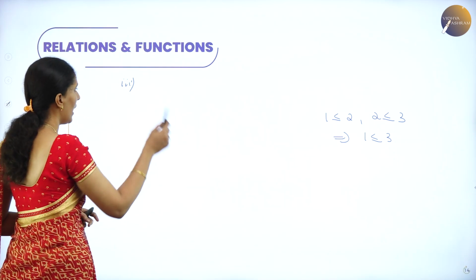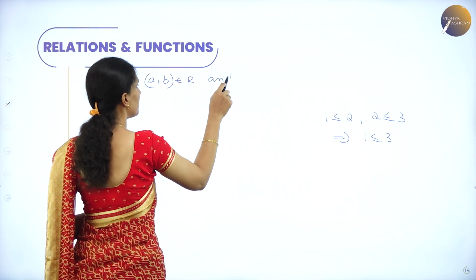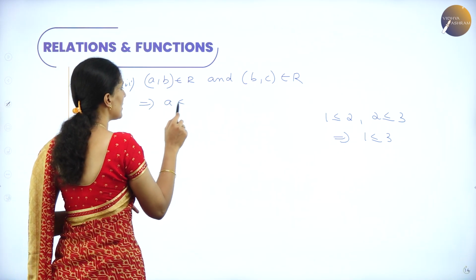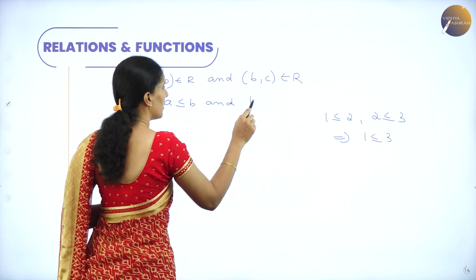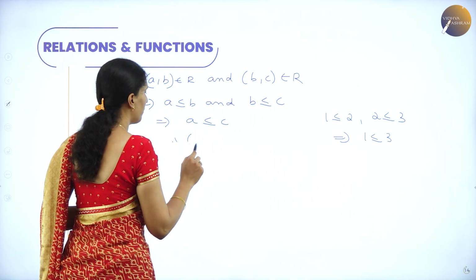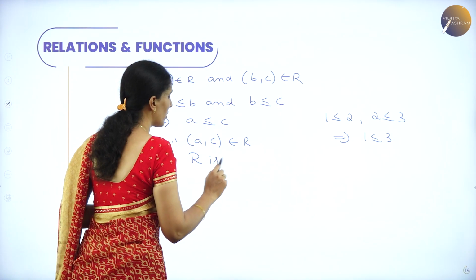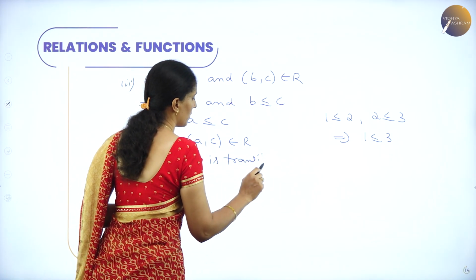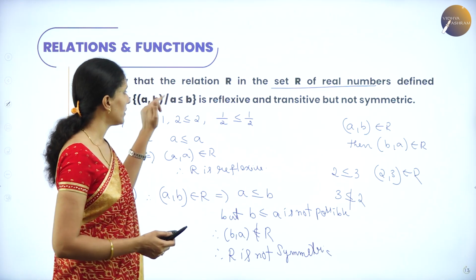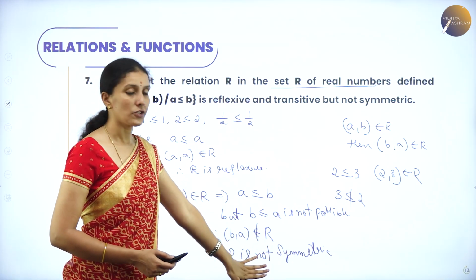So this is possible. Hence, if (A, B) belongs to R and (B, C) belongs to R, this implies A is less than or equal to B and B is less than or equal to C. This implies A is less than or equal to C. Therefore, (A, C) belongs to R and hence I can write R is transitive. So hence we have shown that the relation A less than or equal to B is reflexive, transitive, but it is not symmetric.